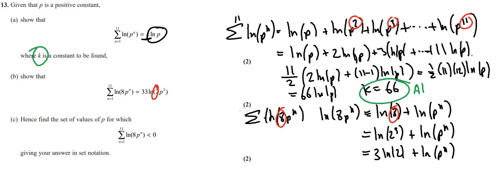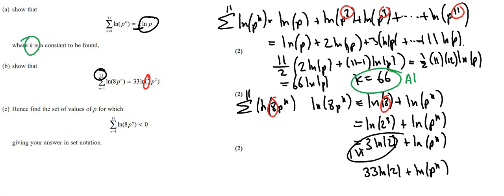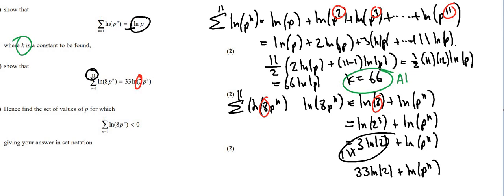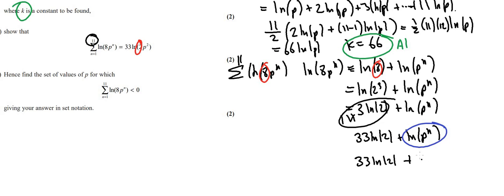Now how many of these am I going to have? Again, we're going to 11, so I'm going to have 11 times this. That means I can write this as 33 log 2 plus the sum of log p to the n. And we've already found that sum was the answer to part A. Let's just quickly deal with that. So now I've got 33 log 2, and we know the answer to this part already from the first part. This is going to be 33 log 2 plus 66 log p. And this was our part A answer here.